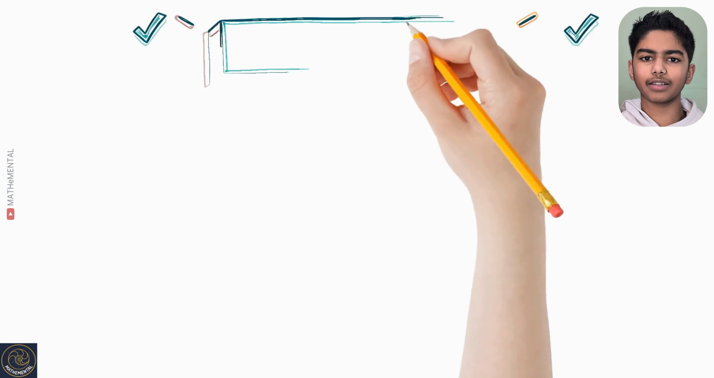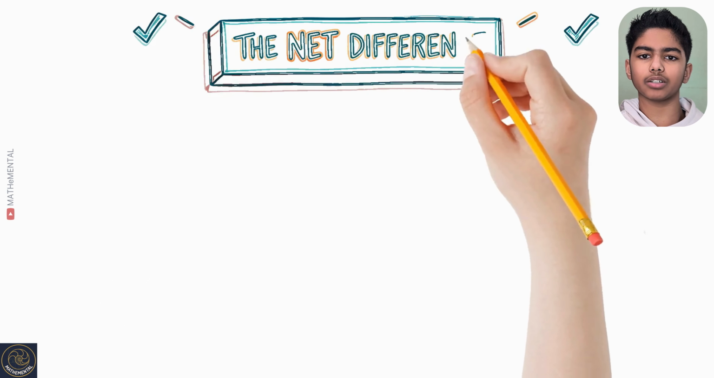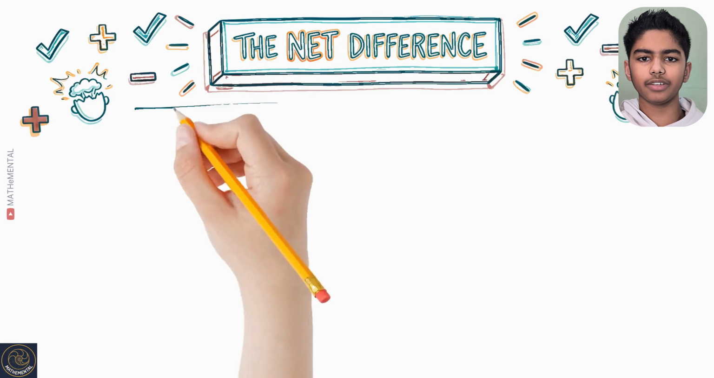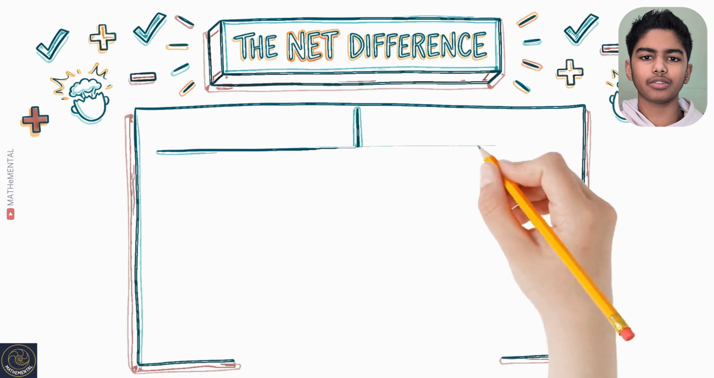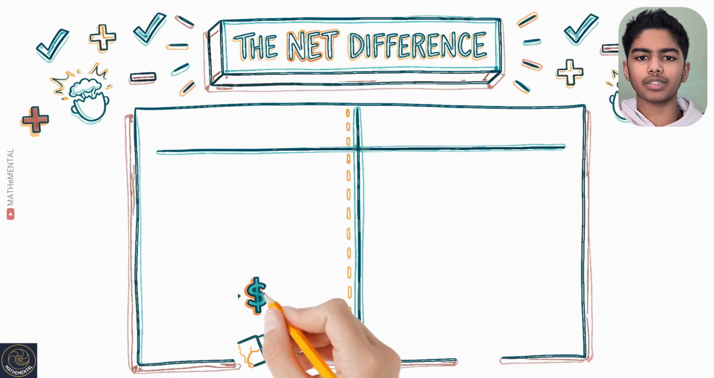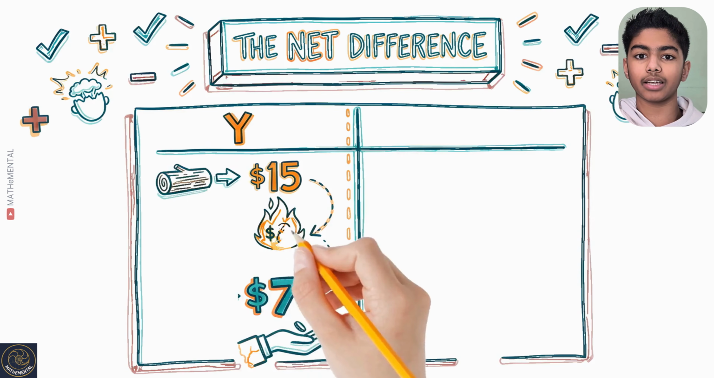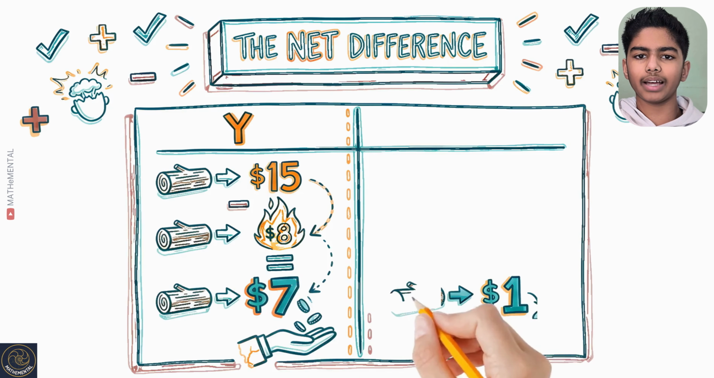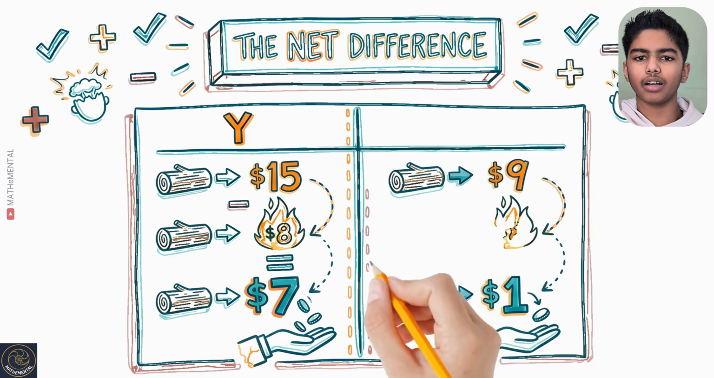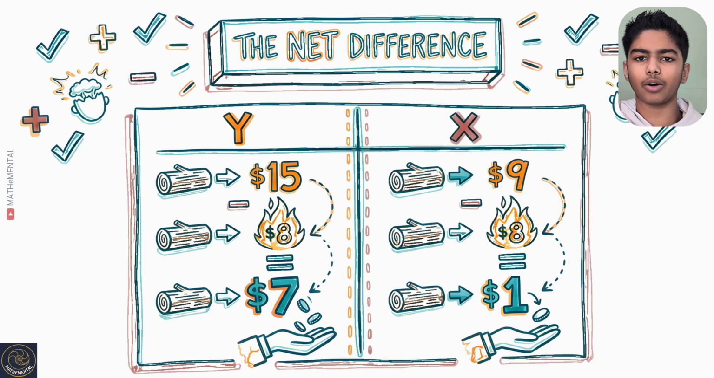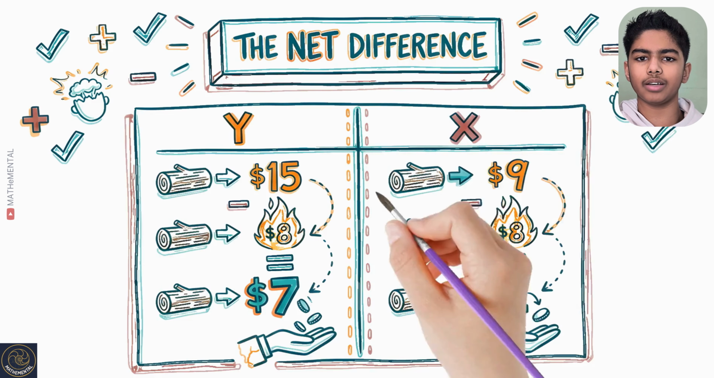Let us look at the final ledger. Y brought 5 logs, worth $3 each, making $15. Subtract the $8 of fire she consumed, and she is owed $7. Now look at X. He brought 3 logs, worth $9. Subtract his $8 of personal consumption, and he only gets one single dollar.